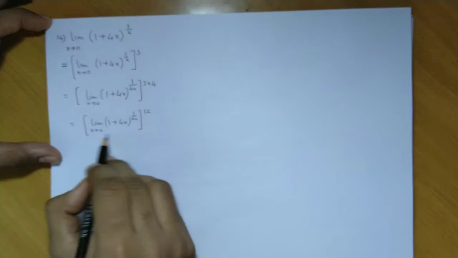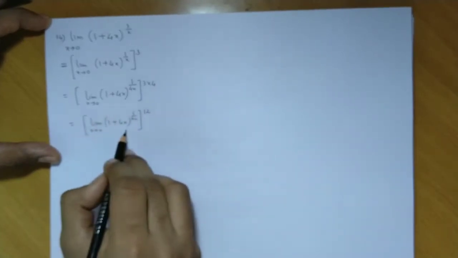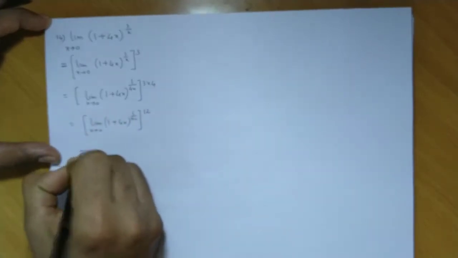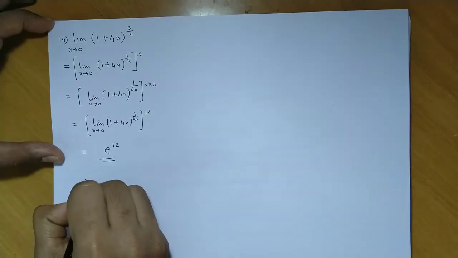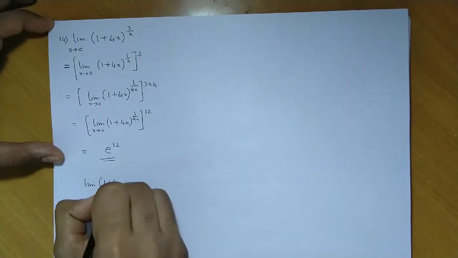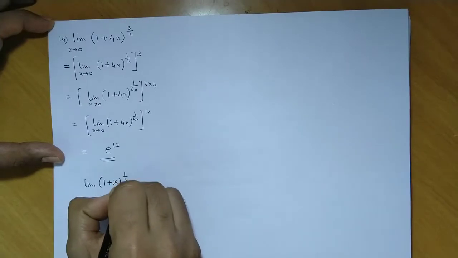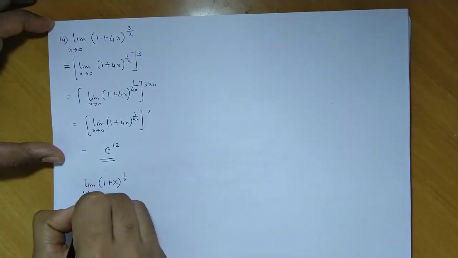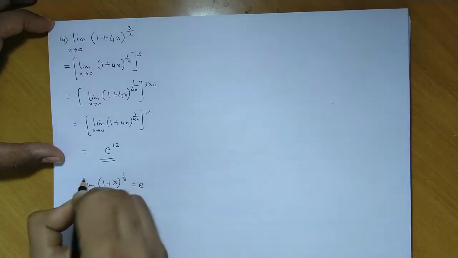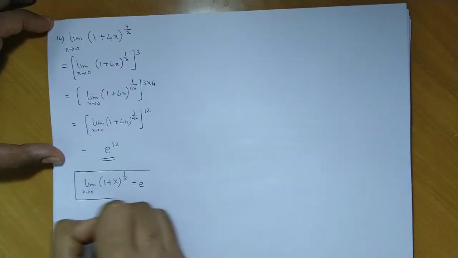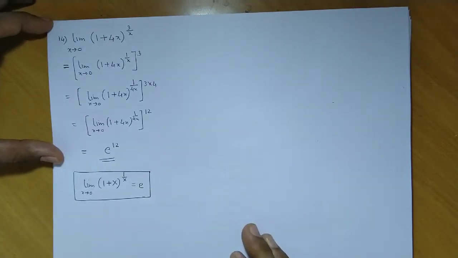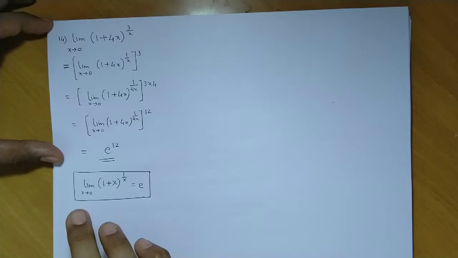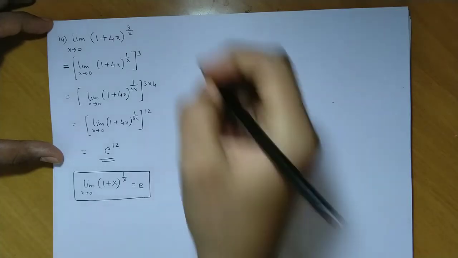Now we have a standard limit inside and the value of this limit is e. So your final answer would be e raised to 12, right? So here we are using which standard form? Limit of (1 plus x) raised to 1 by x as x approaches 0 is equal to e. So we are applying this standard form in question 14. Now let us take one more example based on this standard limit.